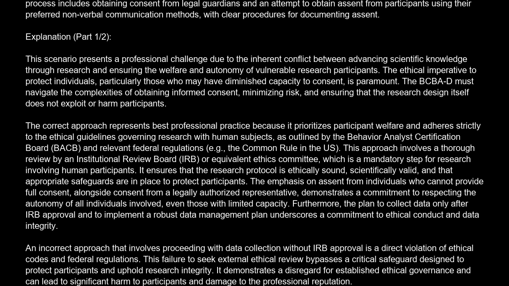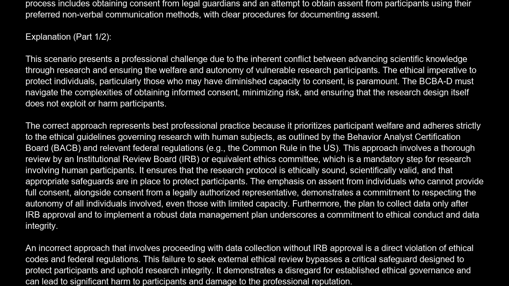The correct approach represents best professional practice because it prioritizes participant welfare and adheres strictly to the ethical guidelines governing research with human subjects, as outlined by the Behavior Analyst Certification Board, BACB, and relevant federal regulations, e.g., the Common Rule in the U.S. This approach involves a thorough review by an institutional review board (IRB) or equivalent ethics committee, which is a mandatory step for research involving human participants.